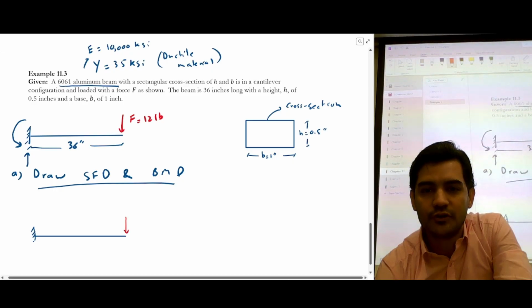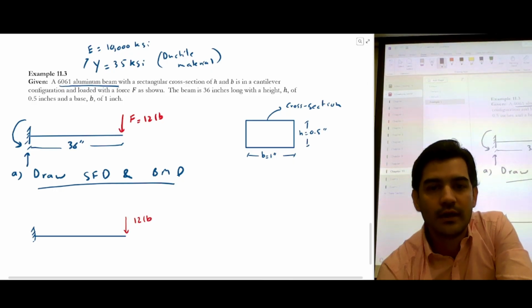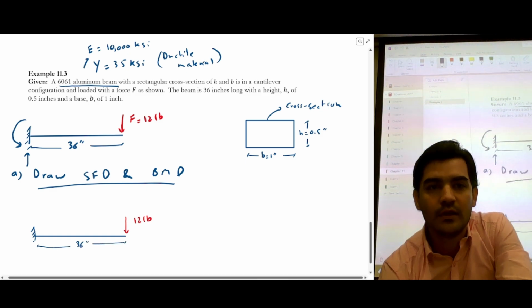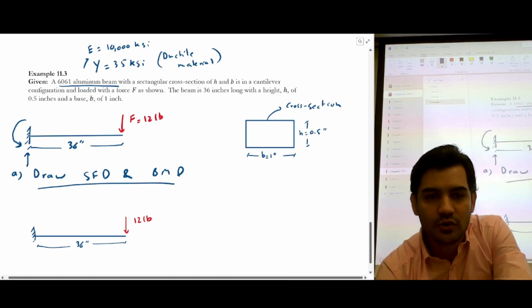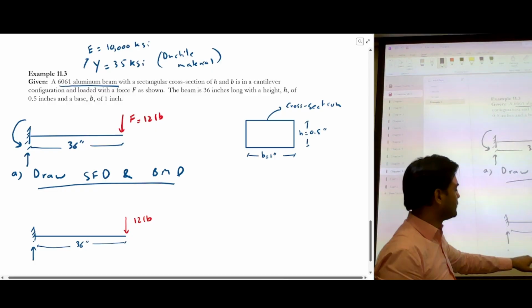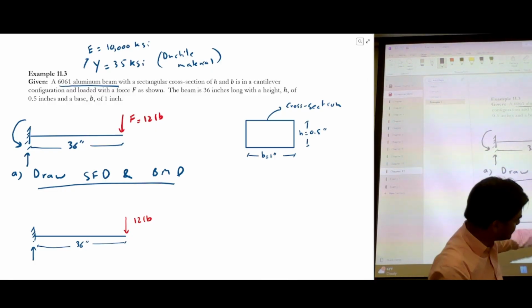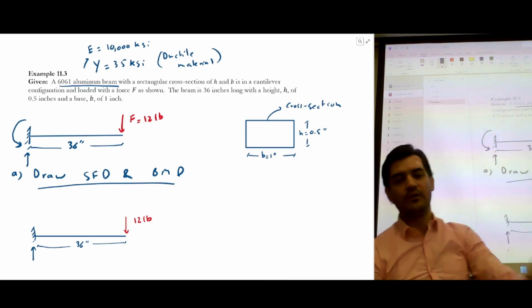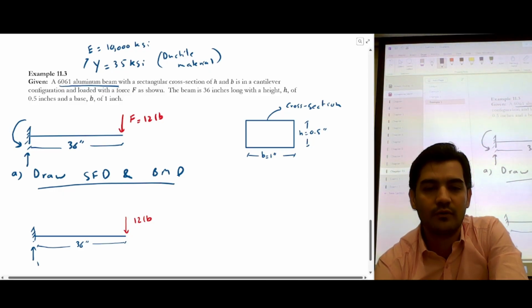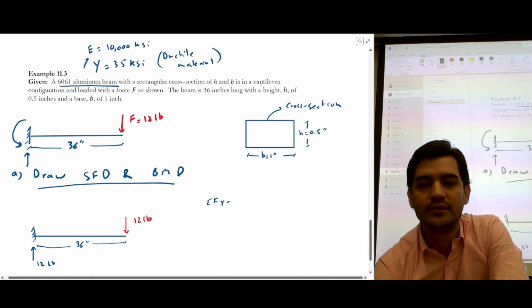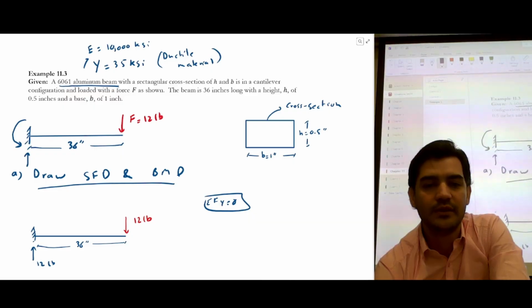So you have a force which is 12 pounds and the length is 36 inches. We know it's a fixed support, so we will have a vertical reaction. If you do summation of vertical forces, there is only one force which is downward, which is 12. So up also it will have only one force, 12. But you can use the equation summation of Fy is equal to 0, and you're going to get this same thing.